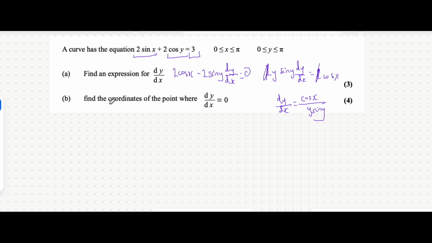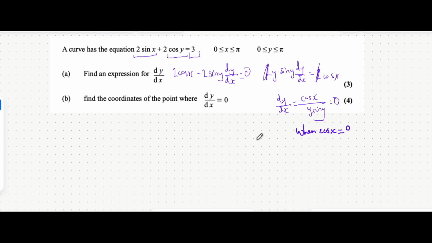Moving on to part B, it says to find the coordinates of the point where dy dx is equal to 0. So when is a fraction ever equal to 0? Well, let's think about it. Can the denominator of a fraction ever equal 0? No, it can't, because that would be undefined. The fraction can only equal 0 when the numerator itself equals 0.